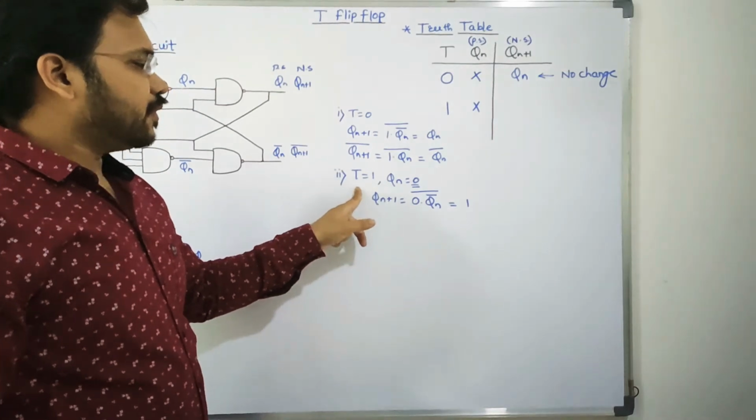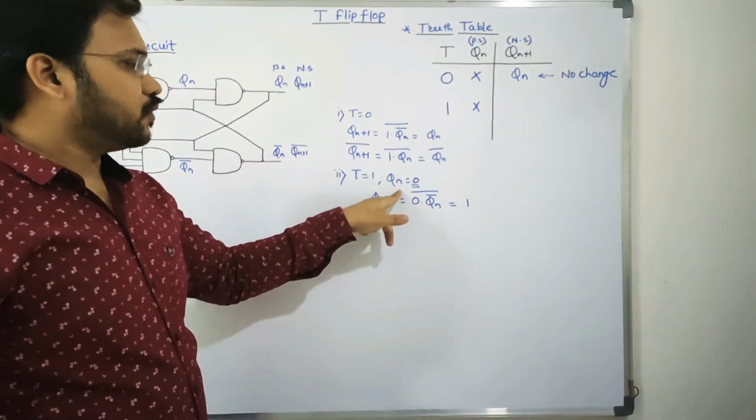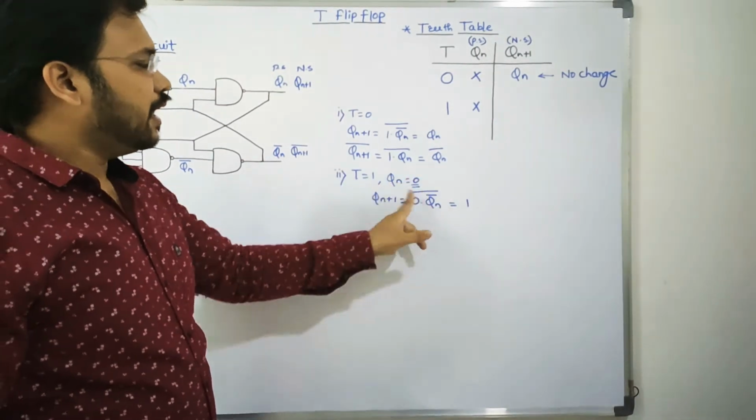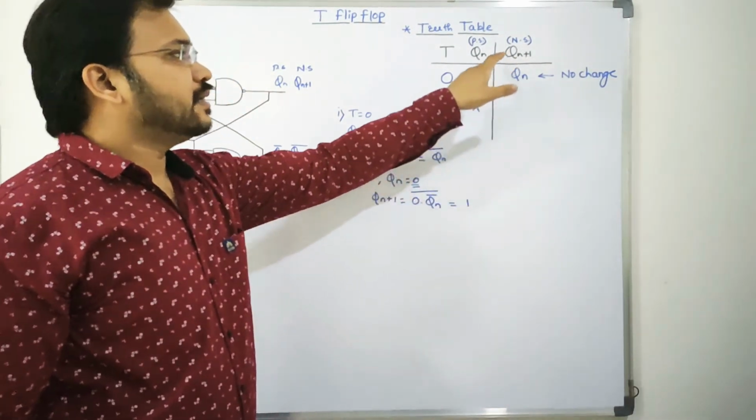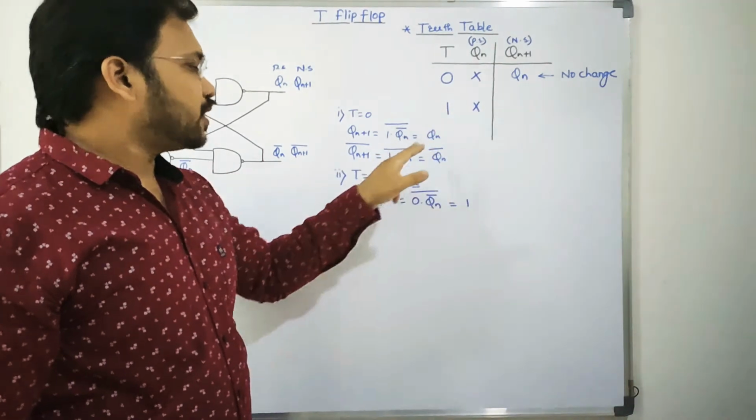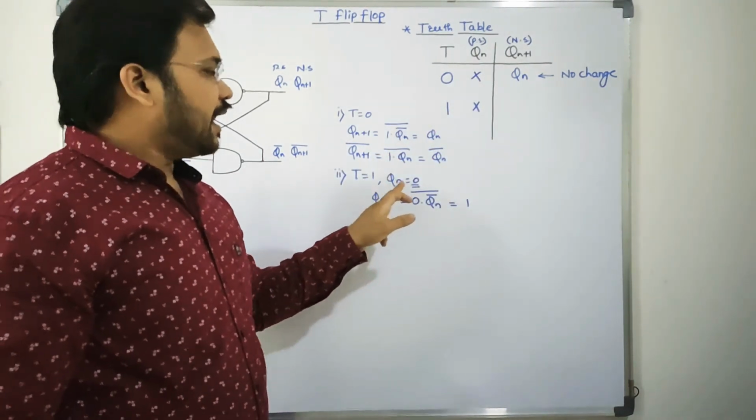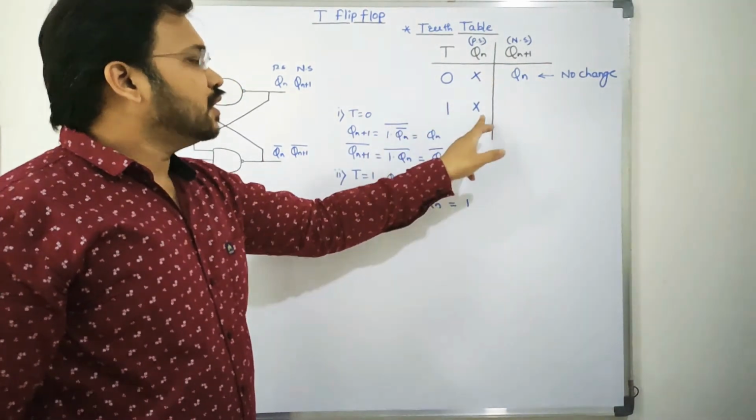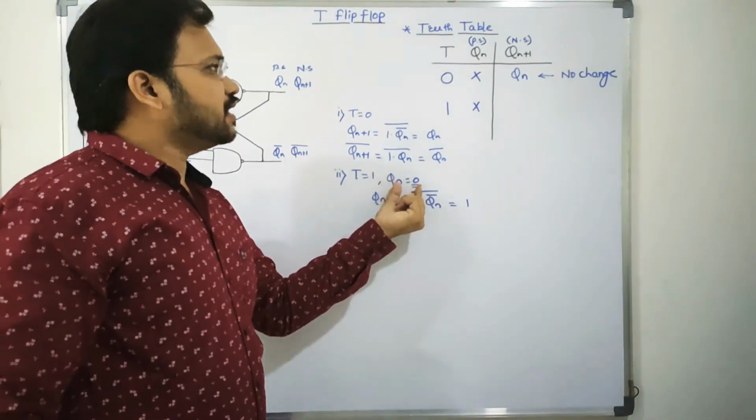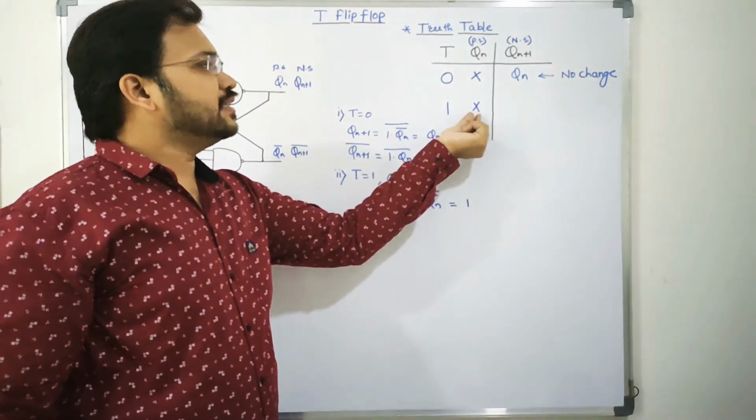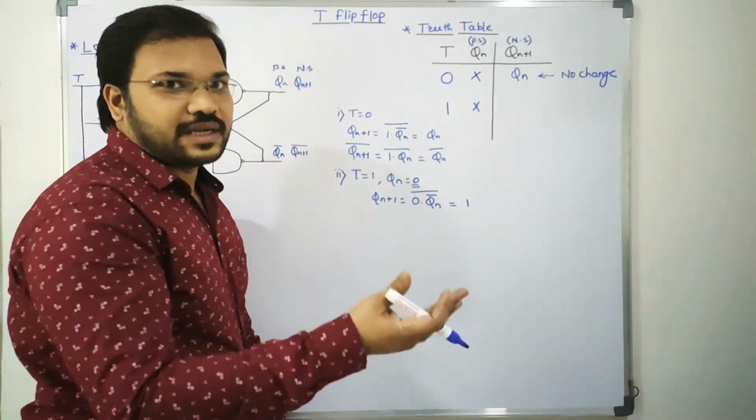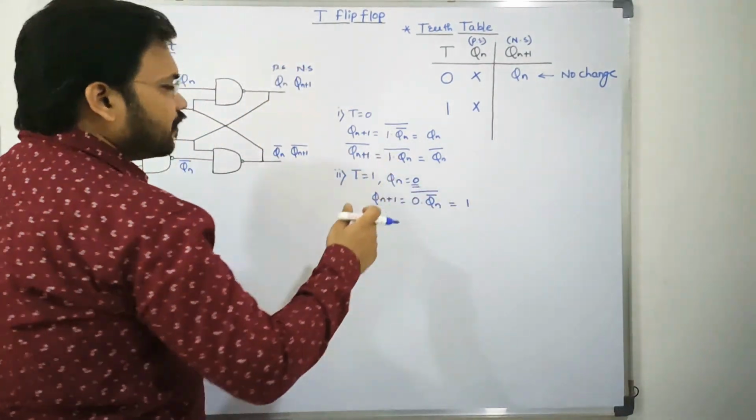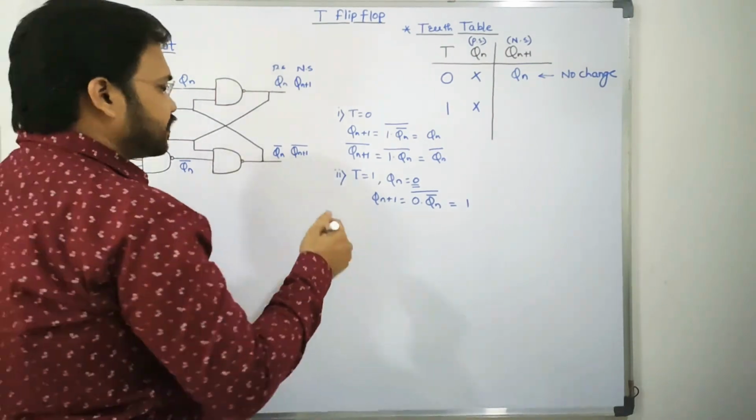If Qn is equal to 0, we are getting Qn plus 1 as 1. So when T is equal to 1 and Qn is equal to 0, we are getting 1. So this is your toggle condition, this is the changing. Now we check for 1 also.